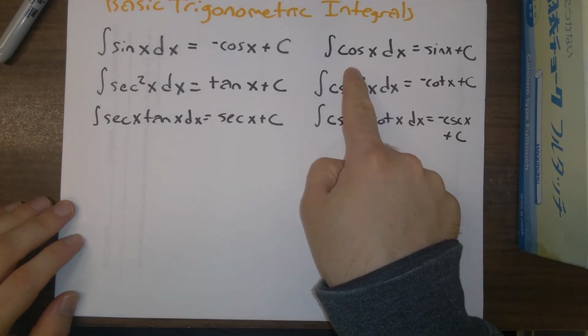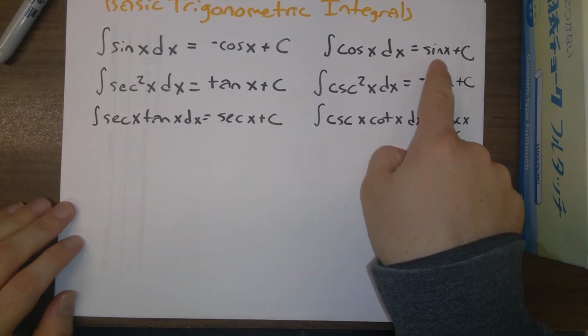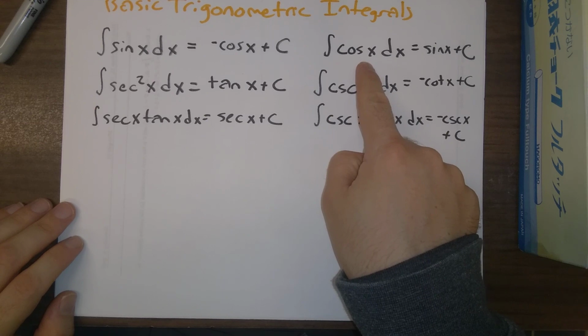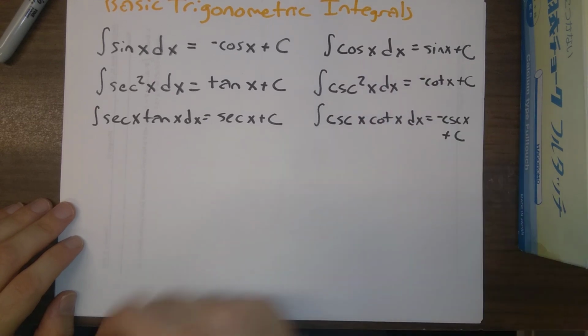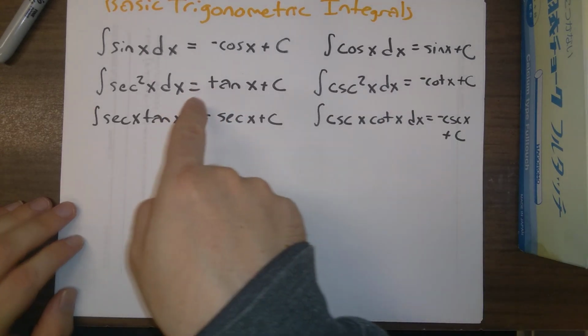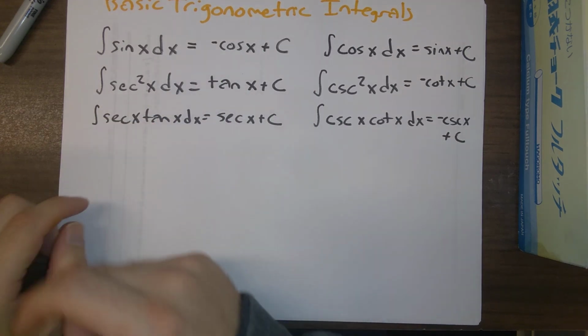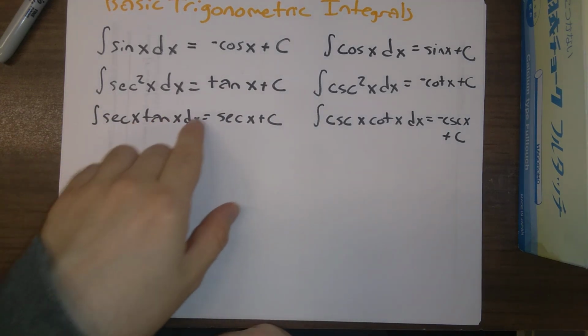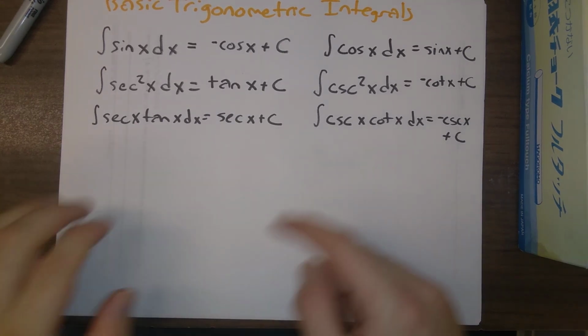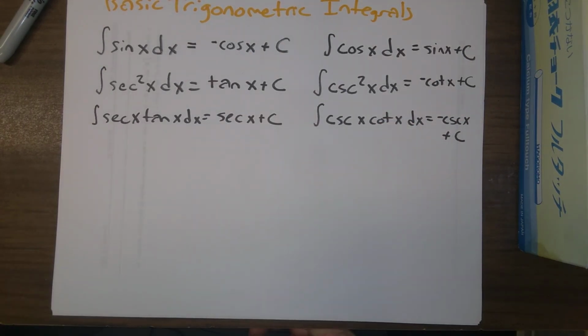What function's derivative is cosine x? Well, that's sine x. So the antiderivative of cosine x is sine x plus c. Undoing the derivative rule for tangent gives us the antiderivative of secant squared x is equal to tangent x plus c. And there's 3 more rules here that you are very capable of reading for yourself.